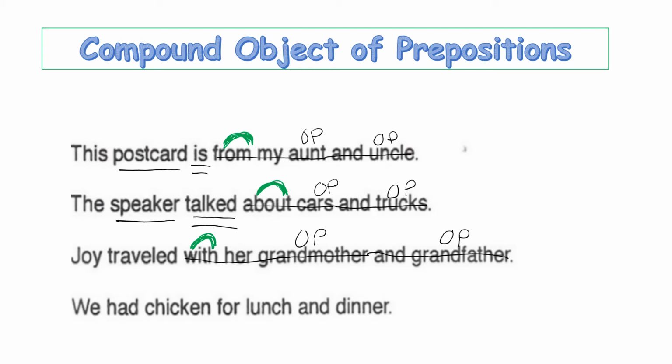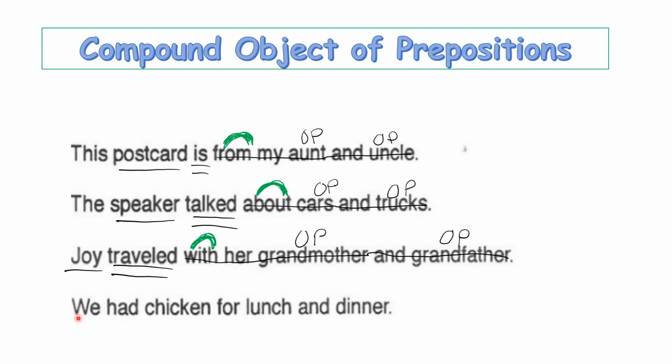Do we have anything else? What do we look for next? Our action verb, which is traveled, underline it twice. And our subject noun, you remember, is to the left of our verb, which is joy.